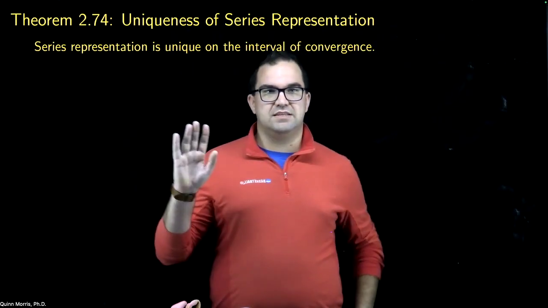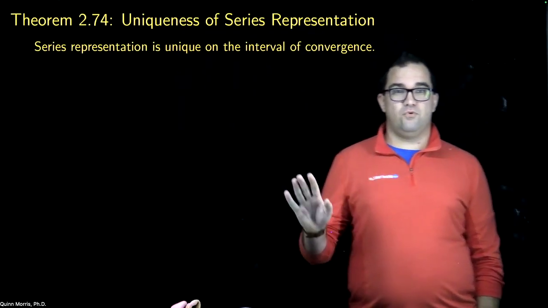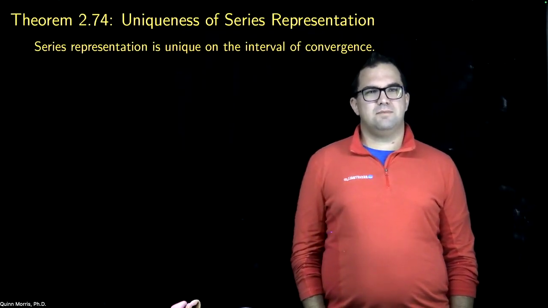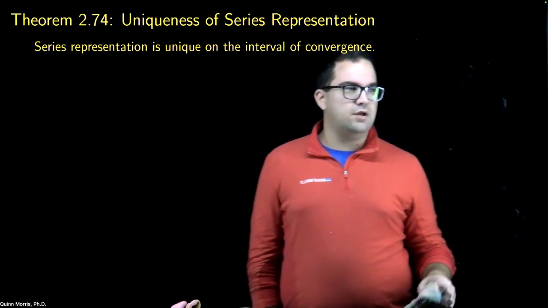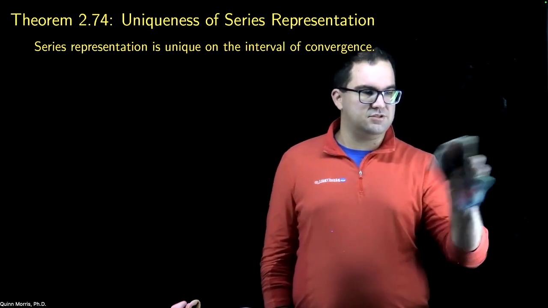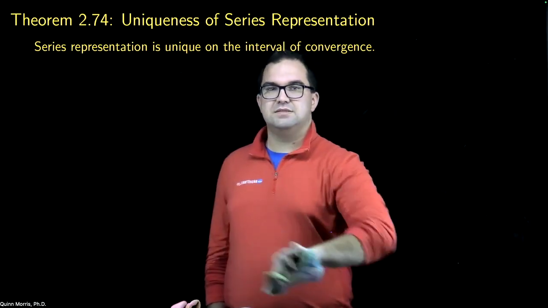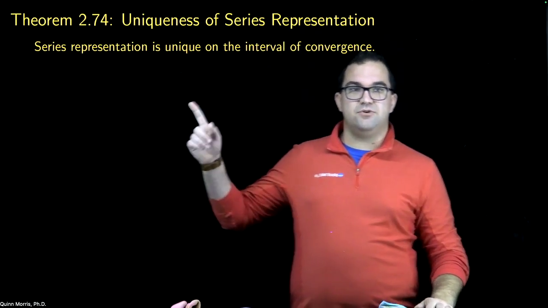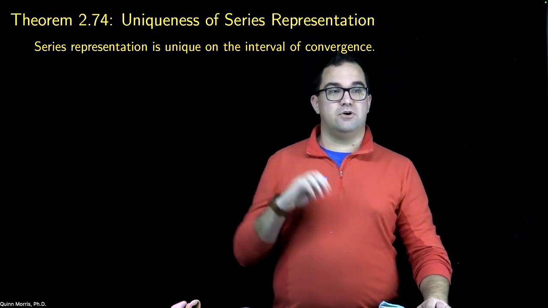Now, this next theorem actually has a nice, straightforward proof. It's not something that we often spend a lot of time saying, okay, I'm applying theorem 2.74, but it's something that's really nice to know. And that is that a series representation is unique on its interval of convergence.